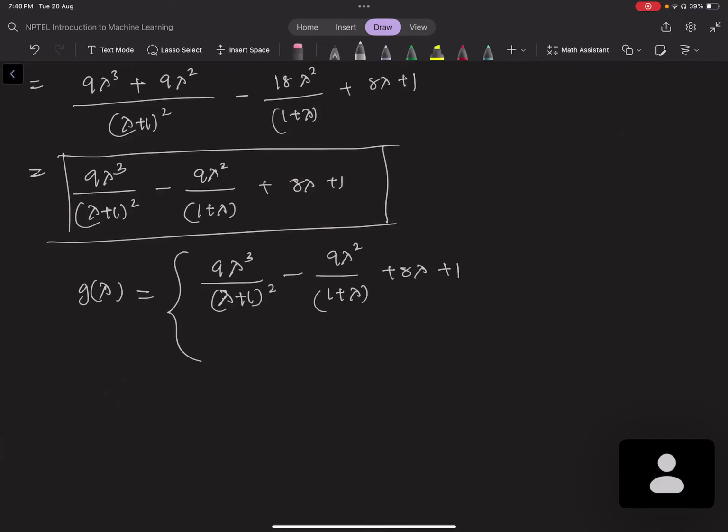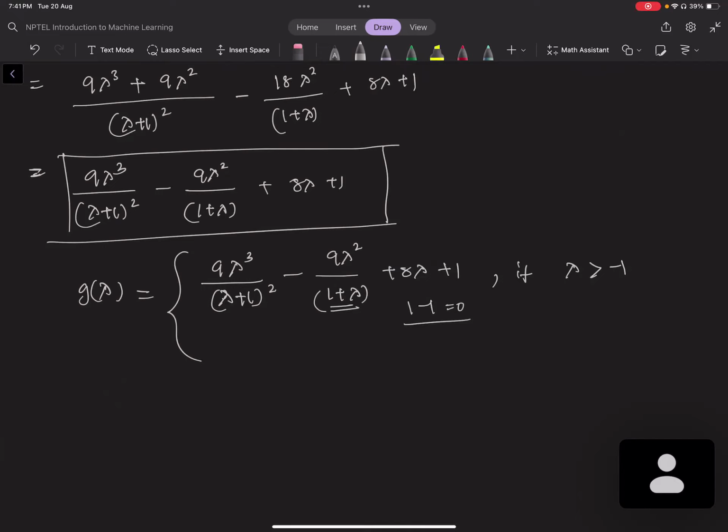But this is if lambda is greater than minus 1. If it is less than or equal to minus 1, so what will happen is that this term would be 1 minus 1, 0.